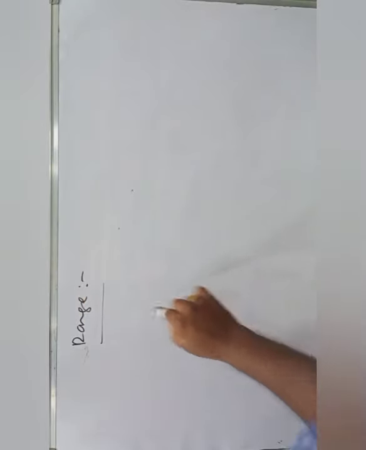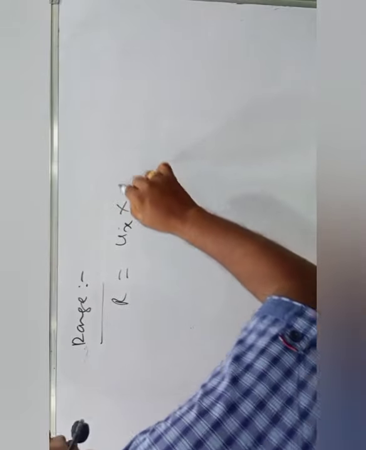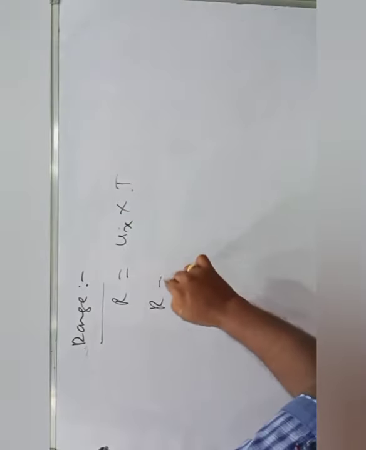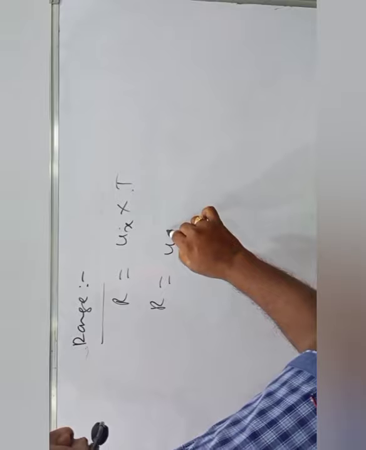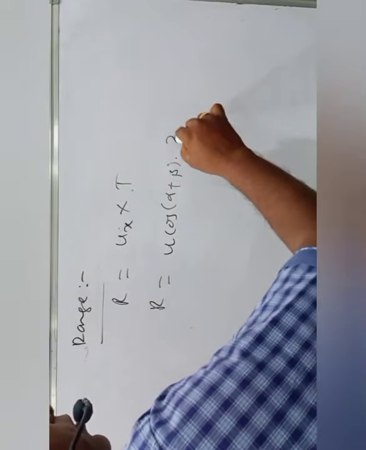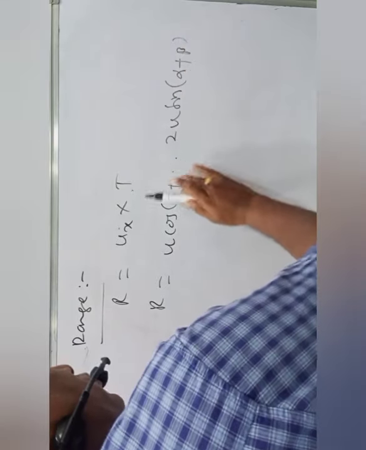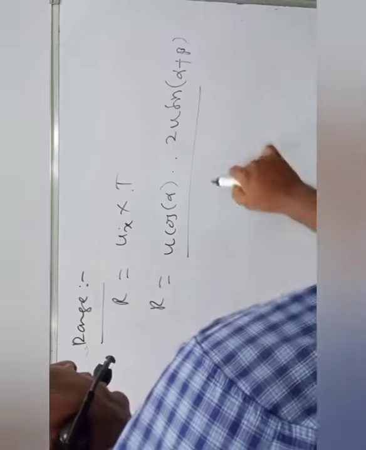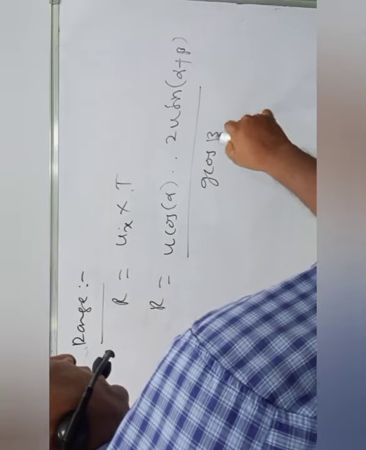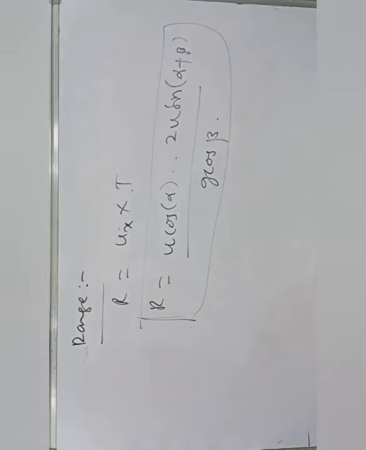Range of projectile. So range of projectile is equal to ux into time of flight. So R is equal to ux, that is u cos(alpha plus beta), into 2u sin(alpha plus beta) by g cos beta. This equation refers to the range of the inclined plane projectile.